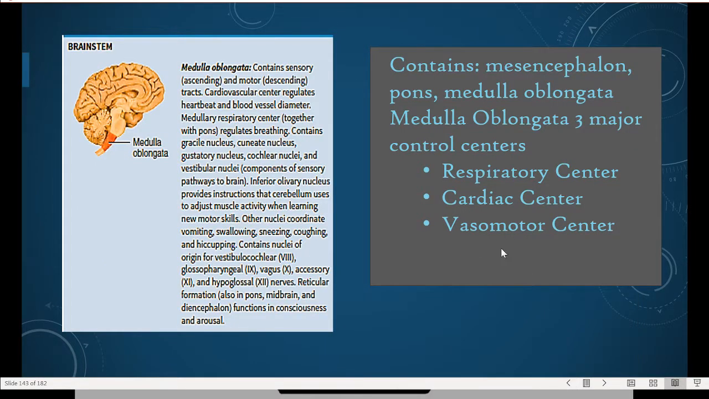And then we have the vasomotor center, and that's going to control the diameter of the vessels. When we talk specifically about smooth muscle, it can contract and it can dilate. So vessel tone may be a better word for that. Those are the major centers there.